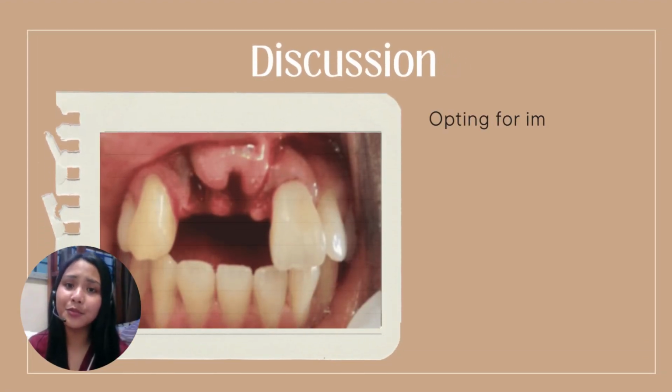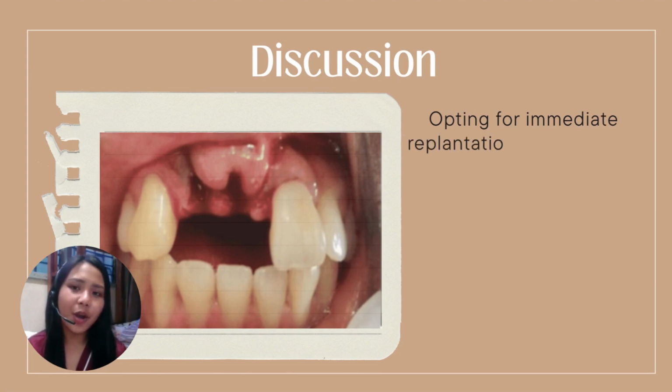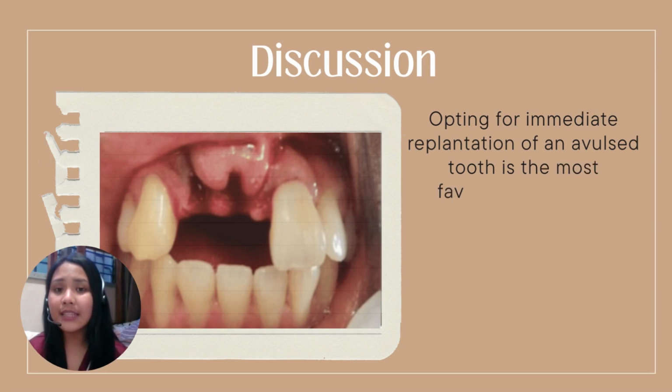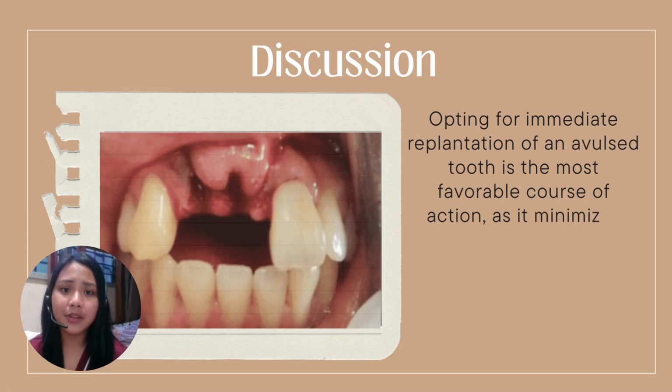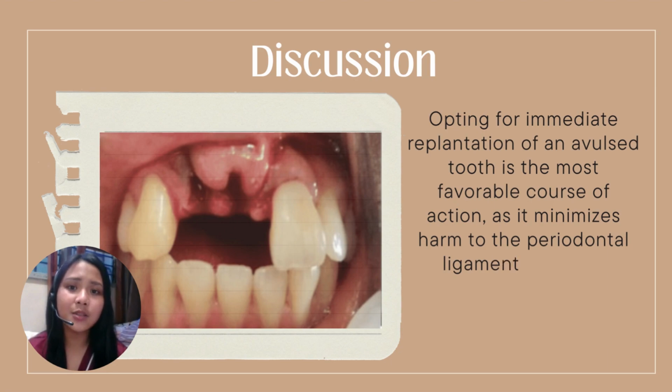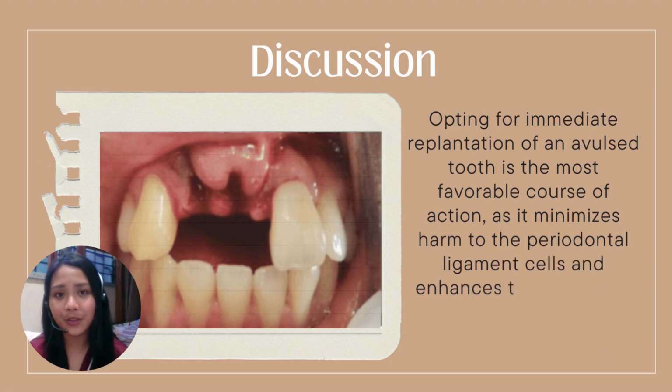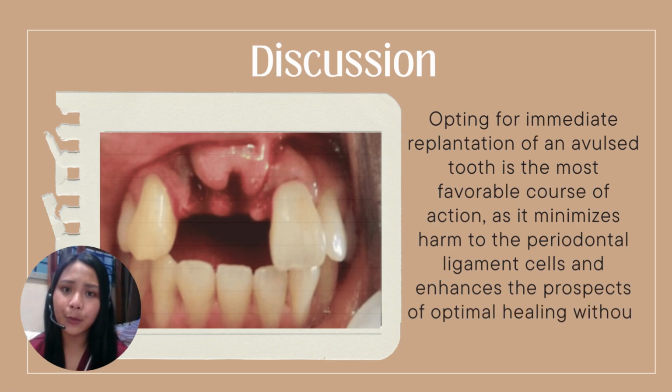So let's now move to the discussion. In here, opting for immediate replantation of an avulsed tooth is the most favorable course of action, as it minimizes harm to the periodontal ligament cells and enhances the prospects of optimal healing without resorption. However, this scenario is infrequent due to factors such as the emotional distress experienced by individuals and a lack of knowledge with first aid procedures.